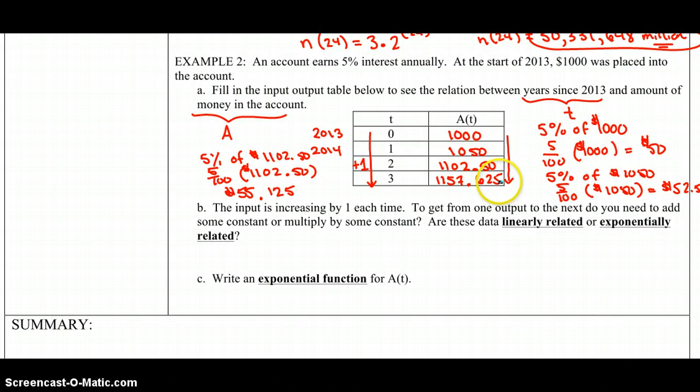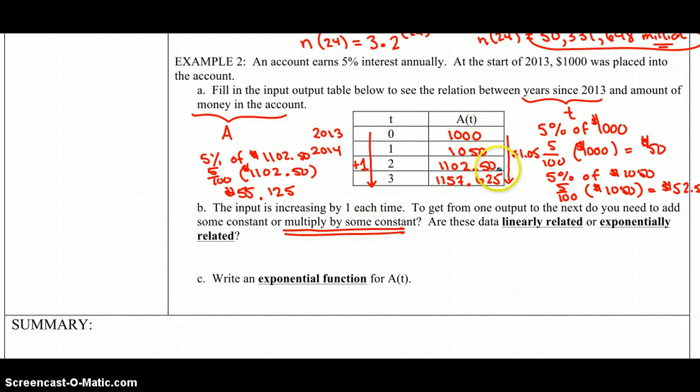So what does that mean? That means in the backwards direction we kept dividing. So again, to get from one entry to the next, we would multiply by 1.05. So 1,000 times 1.05 is 1050, times 1.05 gives us the next output, times 1.05 gives us the next output. So the input is increasing by 1 each time. And to get from one output to the next, do we need to add some constant or multiply by some constant? And here we're multiplying.